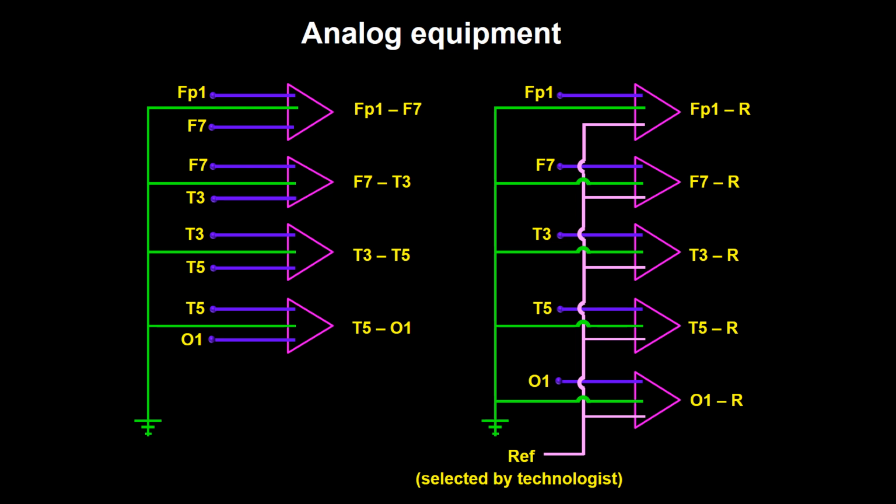The only difference between the figure on the left and on the right is that the figure on the left shares electrodes between amplifiers, and the figure on the right has a common electrode entering through the G2 of each amplifier. The reference, that is the electrode entering through G2, in this case is selected by the technician.